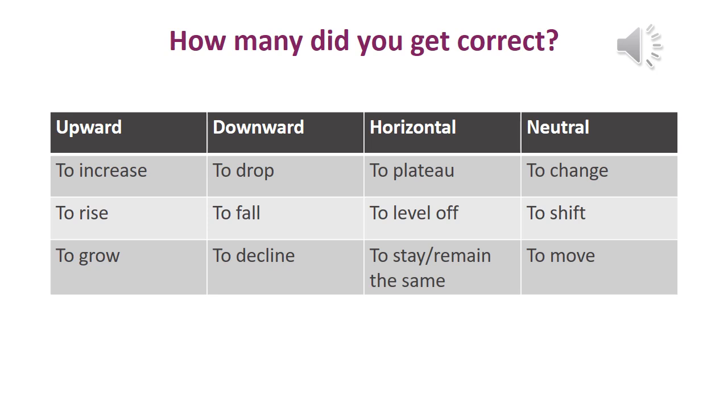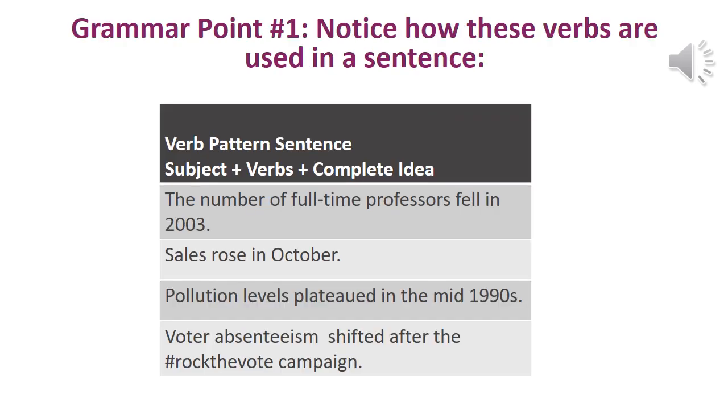The verbs to describe horizontal movement are to plateau, to level off, to stay the same, and to remain the same. The verbs to describe neutral movement are to change, to shift, to move. Grammar point number 1. Notice how these verbs are used in a sentence.